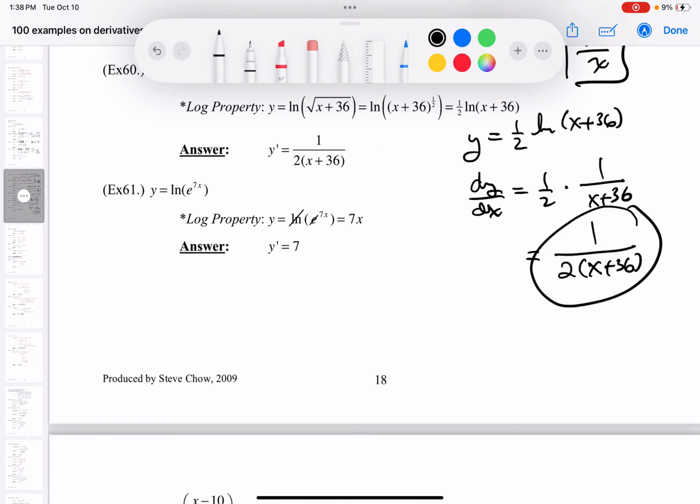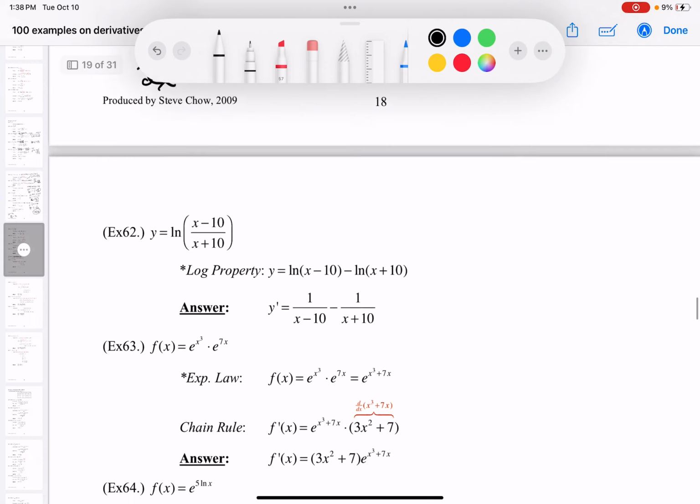This one looks really easy to do. And the root of that y simplifies very nicely. What it simplifies to is 7x. What's the derivative of that thing, dy dx? It's just 7. Let's keep moving.